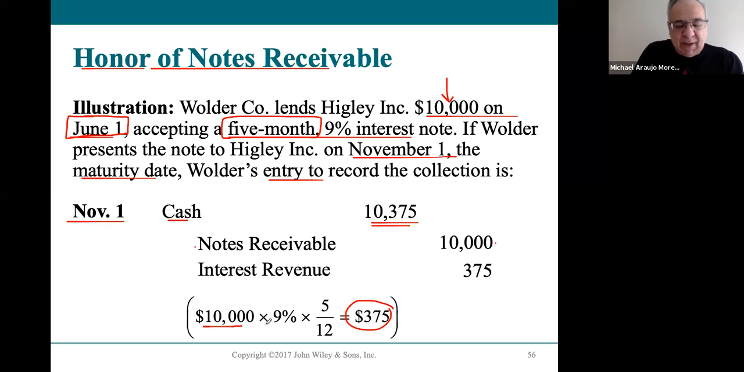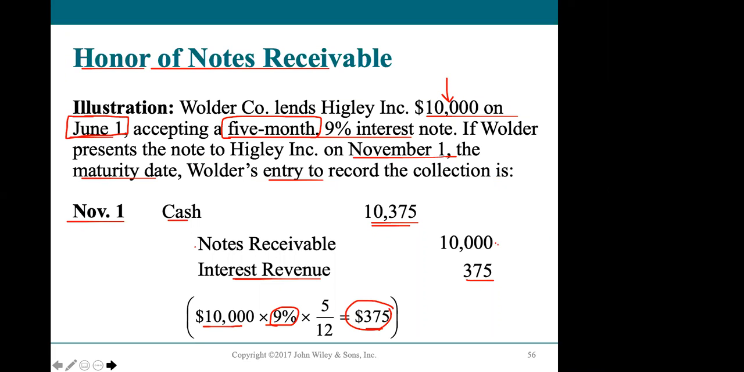$10,000 loan times 9%. Again, this is for all 12 months. So that's why we have to multiply it by the time, because we're only taking 5 months of the 12 for interest, 375. If you earn money on a loan, it's revenue. So notice how anytime there's interest that's earned on lending, it's revenue. And so you're going to get an interest revenue credit to show that you've earned money by lending money.